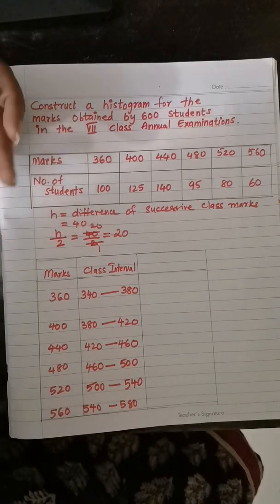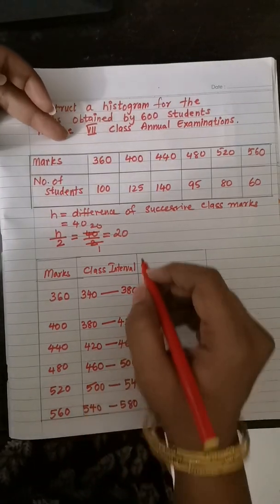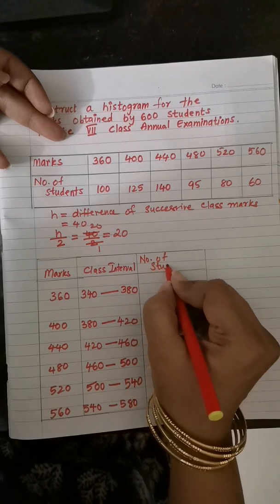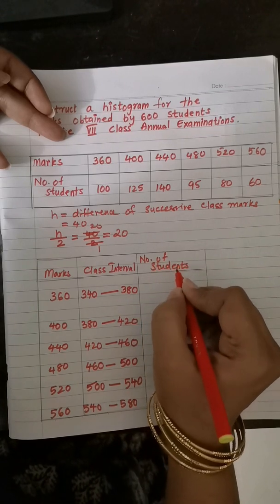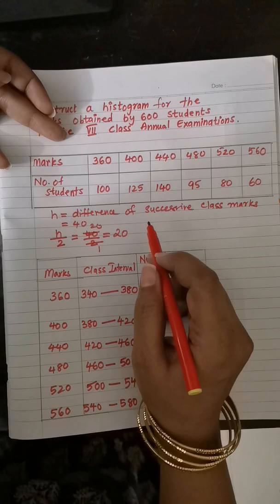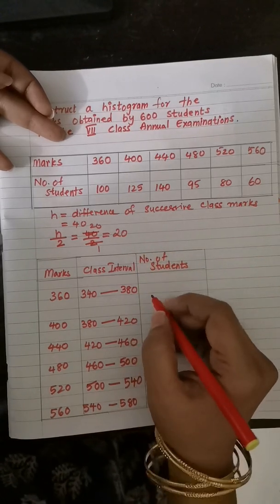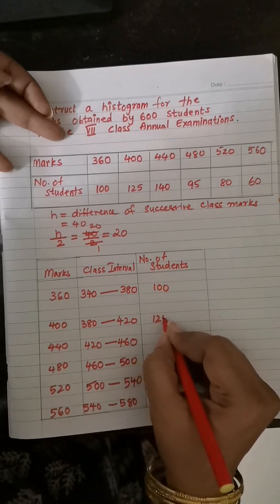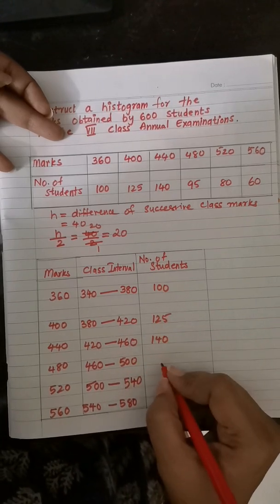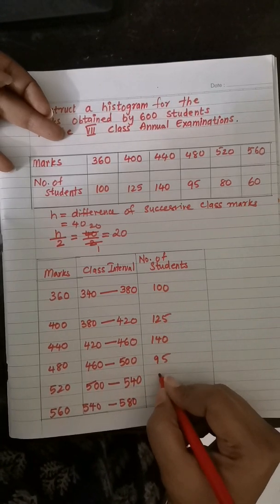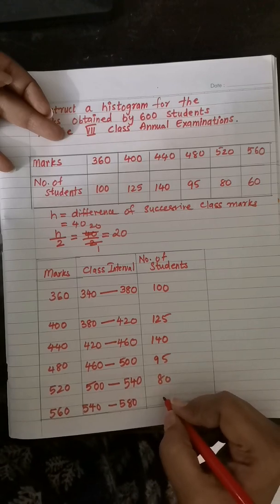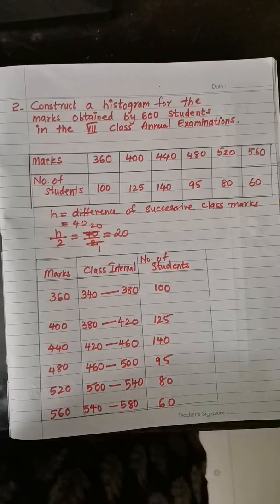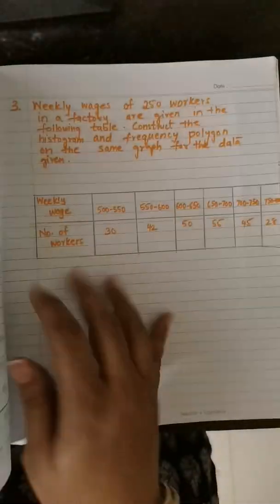Okay. These are the class intervals. And the number of students are your frequencies. So here, what you have learned is how to convert class marks into class intervals. Okay. The frequencies are 100, 125, 140, 95, 80 and 60. Okay. Now we will construct a histogram.